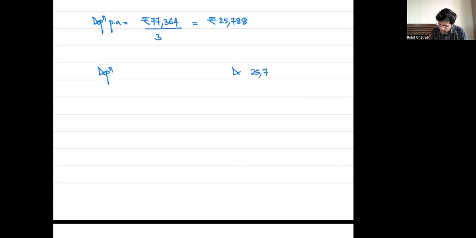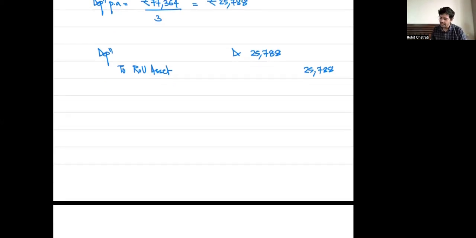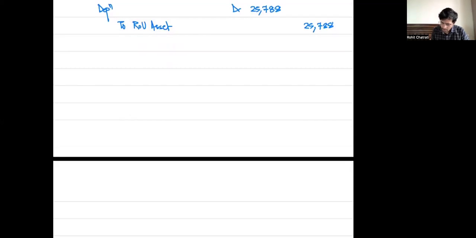Just like in case of a fixed asset, we do depreciation debit to fixed asset. Over here, we are going to do depreciation debit to right of use asset of 25,788. I'm so sorry, I think I wrote 778 here. So every year we're going to reduce the right of use asset by 25,788. Let us actually plot down the ROU asset schedule.